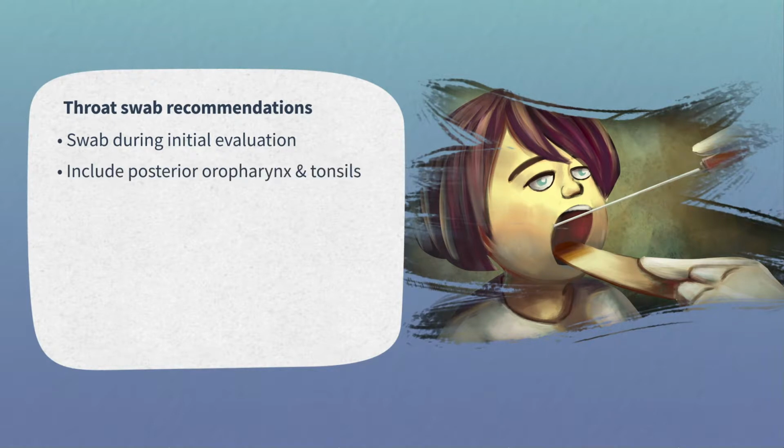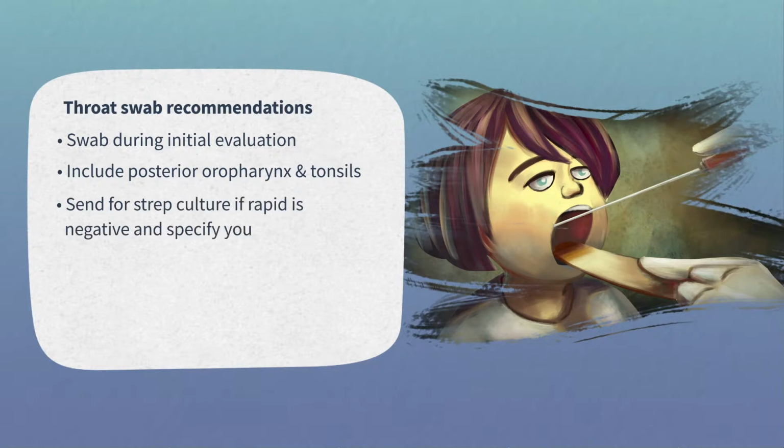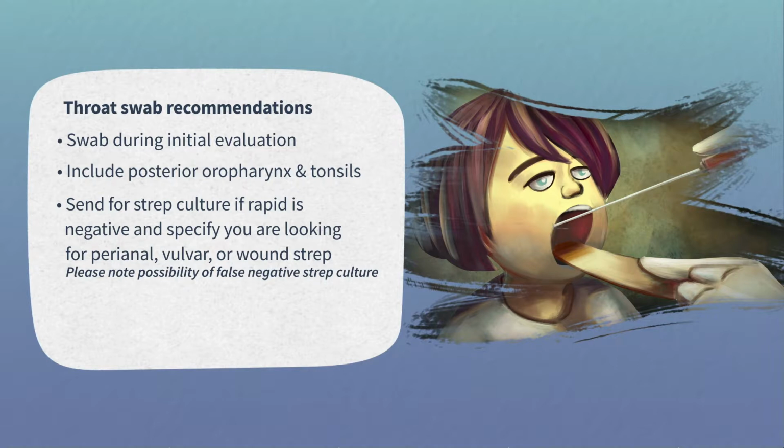Since up to 17% of strep cases may be missed by a rapid strep test, a specimen should be sent for strep culture if a rapid test comes back negative. If sending a swab for perianal, vulvar, or wound strep, specify that you are looking for strep. In PANS patients who have had strep identified, asymptomatics should be evaluated on a case-by-case basis. They are at low but not zero risk of transmitting illness.